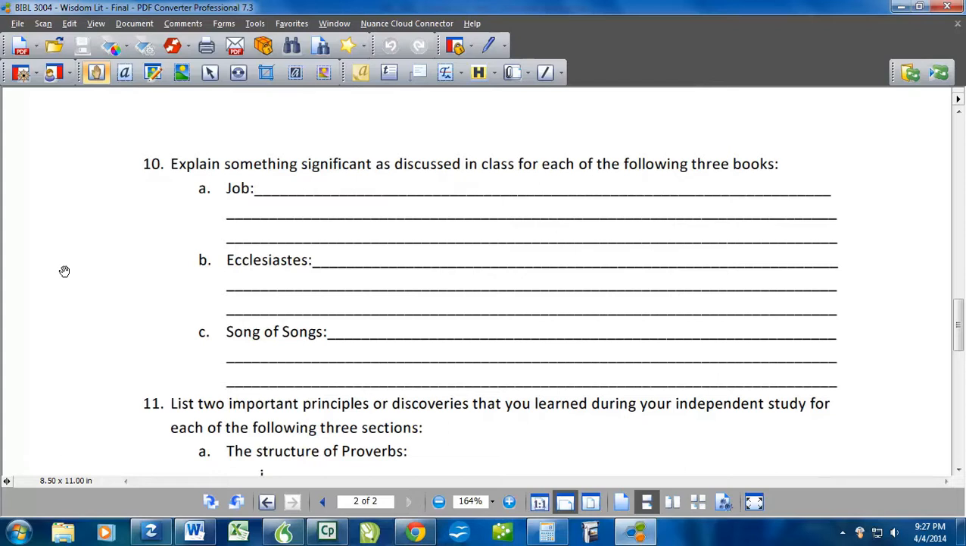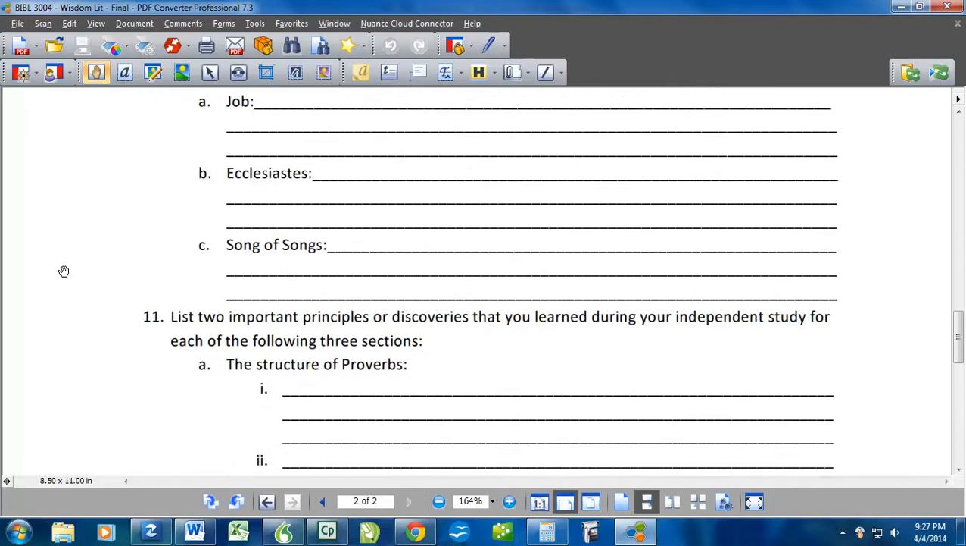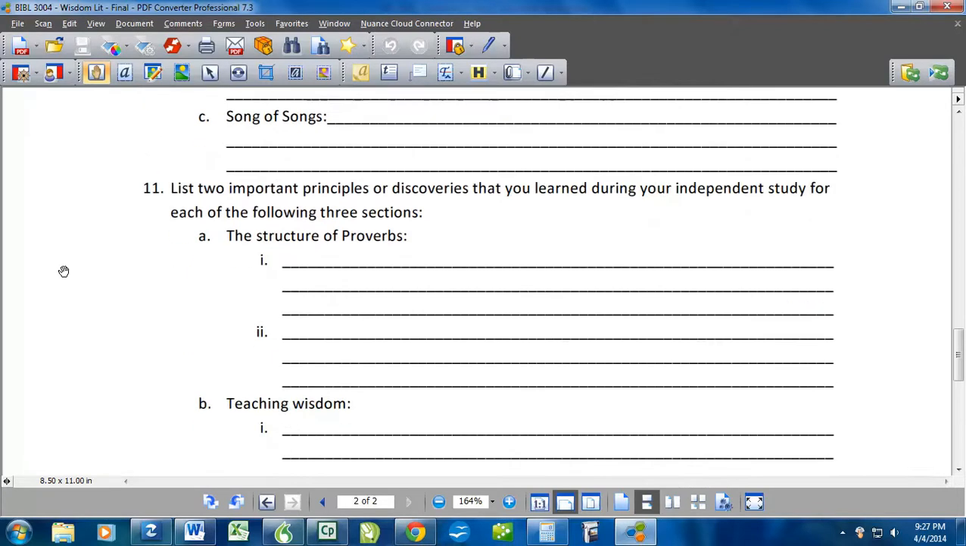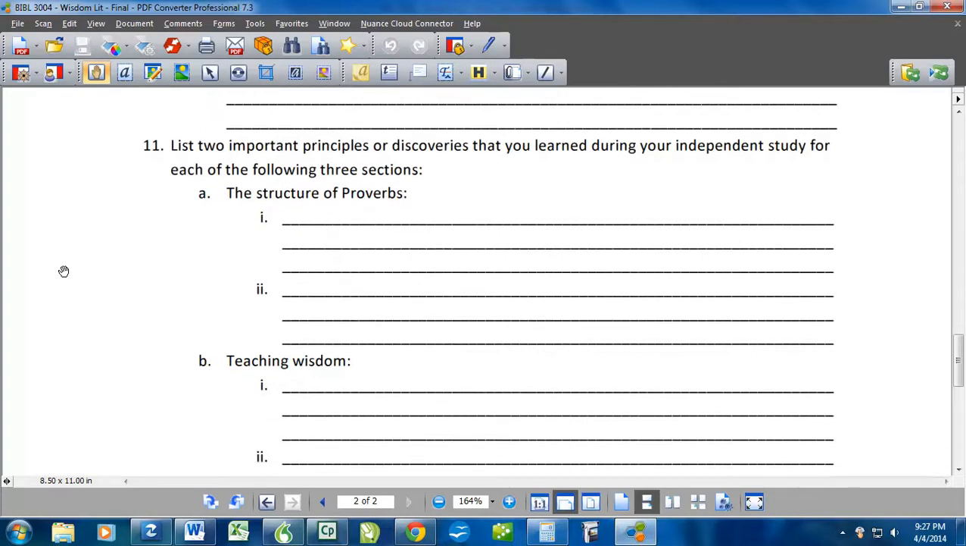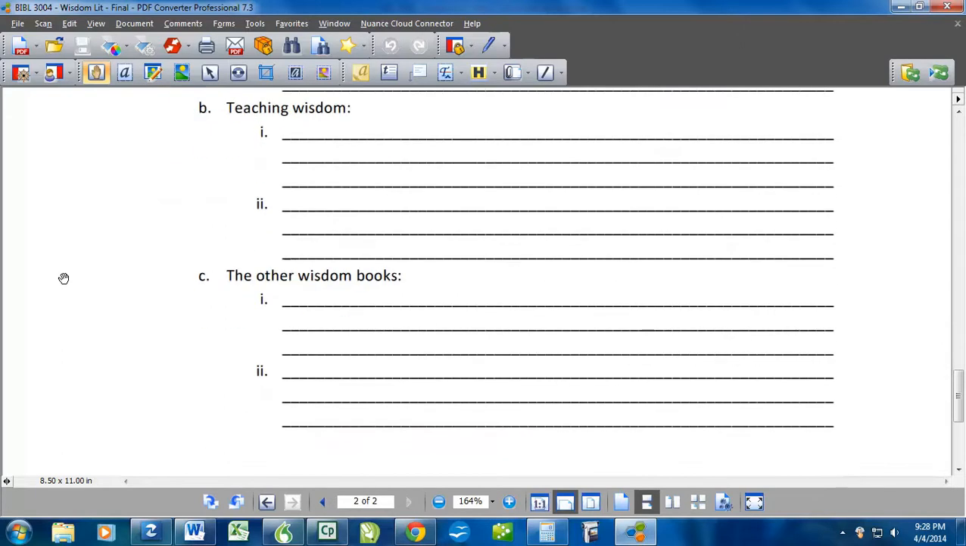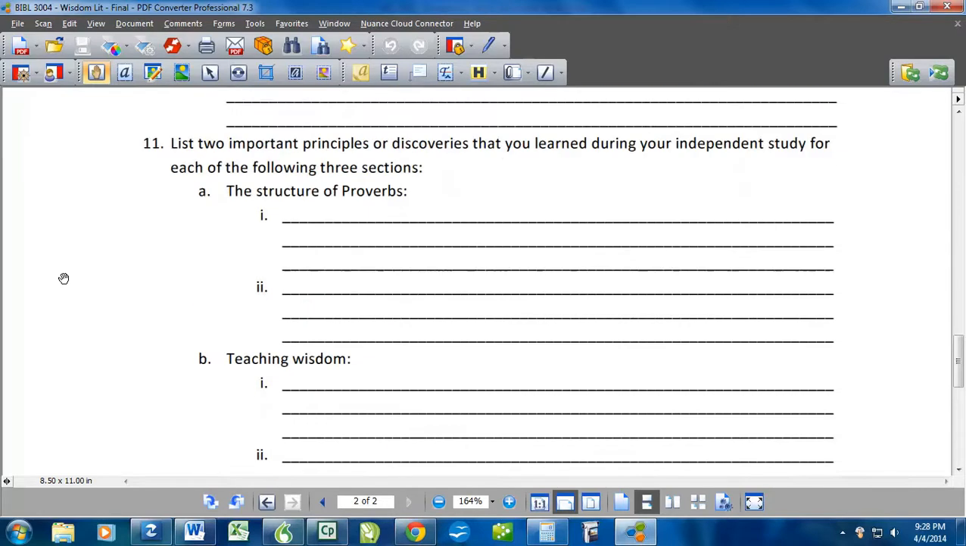Number 11 is from your own studies that you've done as part of the independent study part of this course. So number 11, list 2 important principles or discoveries that you learned during your independent study for each of the following 3 sections. So we had 3 sections to this course. The beginning dealt with the structure of Proverbs. The second one dealt with teaching wisdom. And then the third one was the wisdom of other books, the other wisdom books. So basically what I want is, fill in some important things that you learned from your independent study for each of the 3 sections, right?